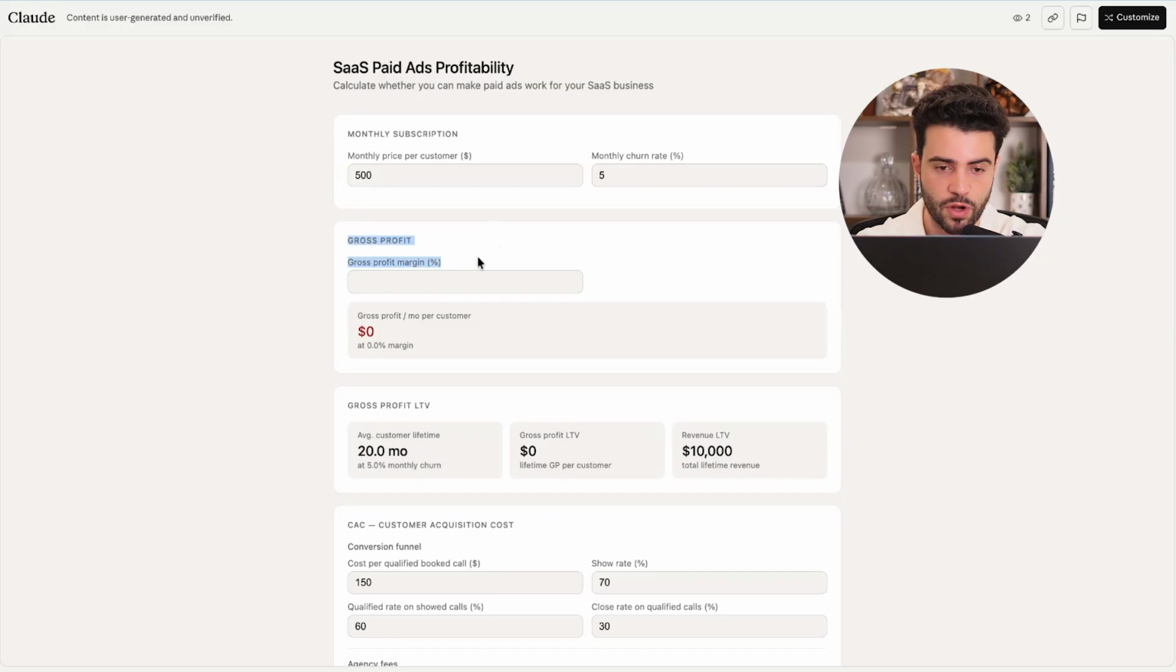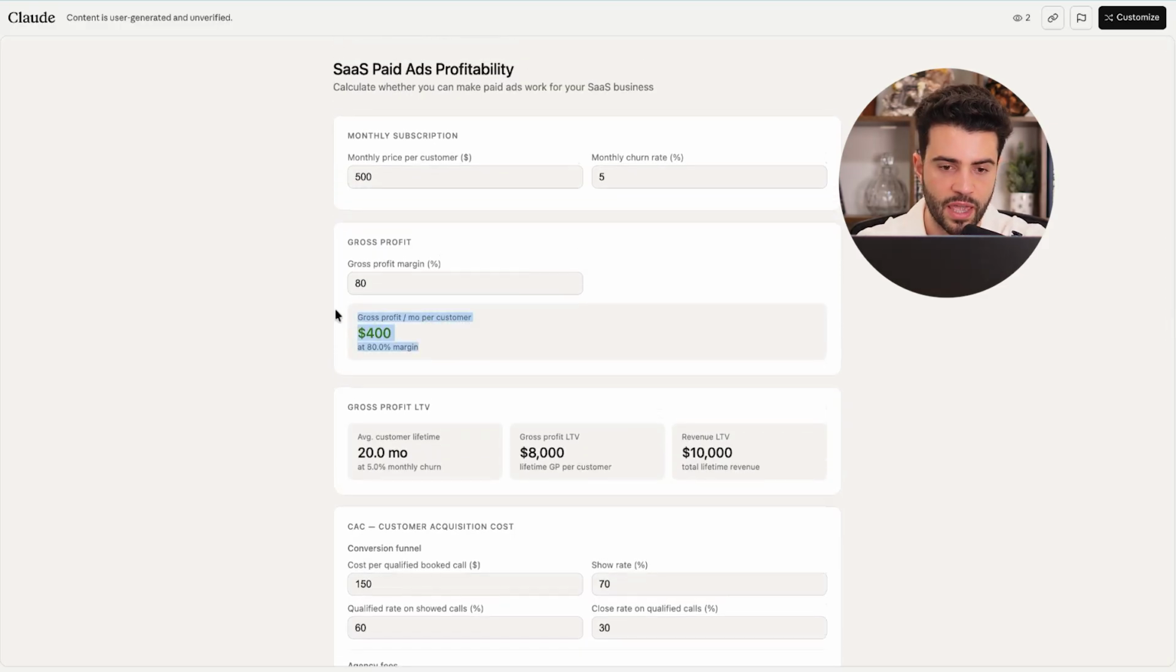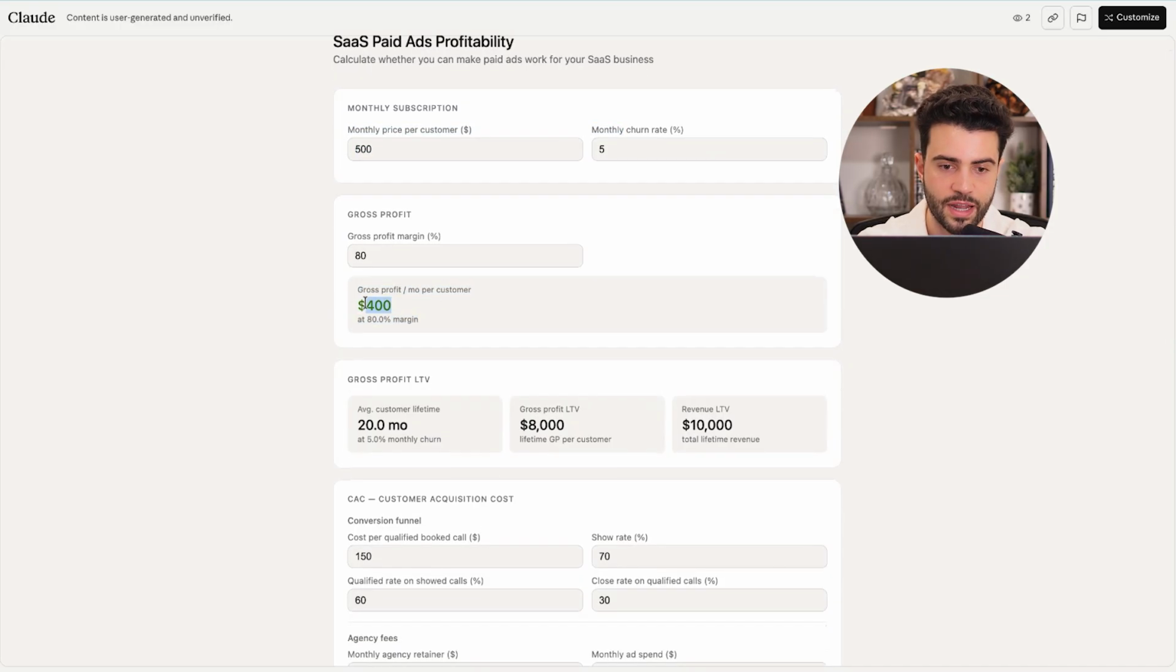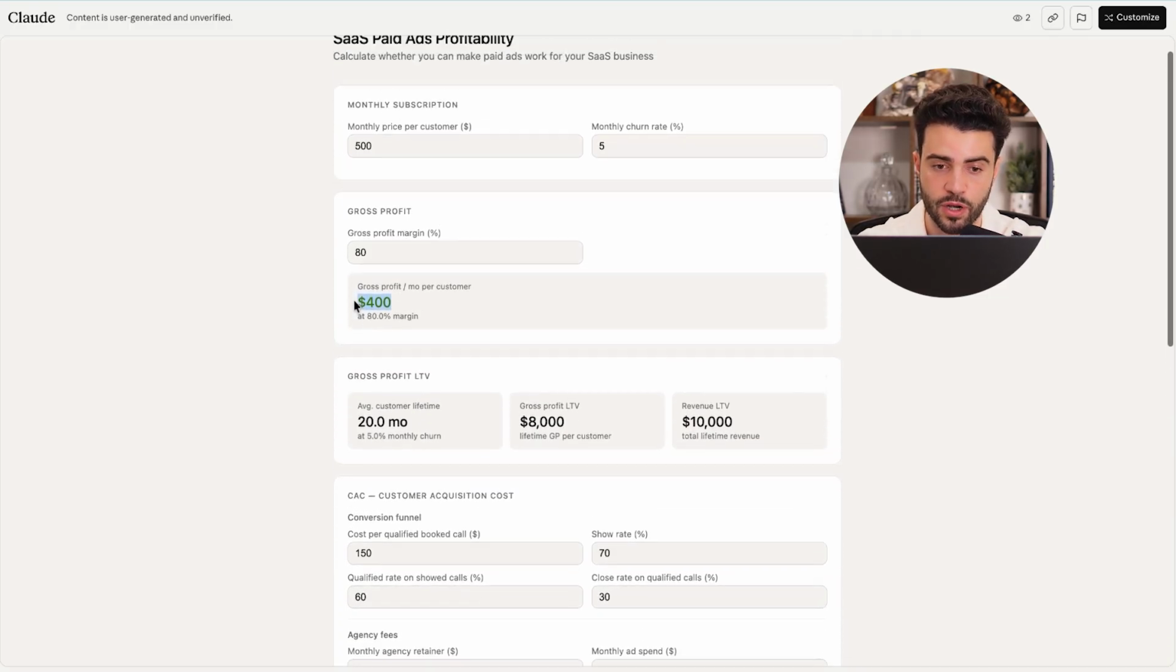So let's say your gross profit margin on an actual customer, we're not calculating net because this is just how much a customer is actually worth to you. This is probably going to be like 80% for most SaaS companies. And that will tell us that, okay, if we have an 80% margin and a $500 monthly subscription with a 5% monthly churn, that is a $400 gross profit per customer. And the average lifetime value is 20 months, with an average revenue LTV of $10,000 and an average $8,000 gross profit LTV. So what that essentially tells us is that one customer is worth $8,000 in gross profit LTV.